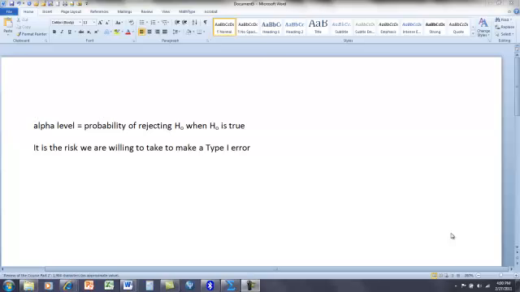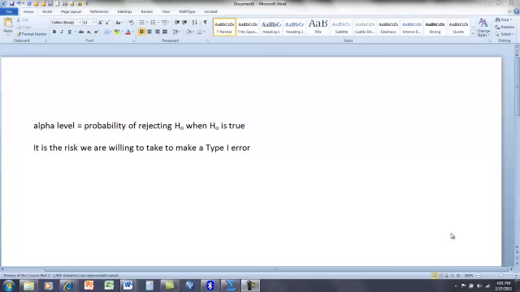But we want to be prudent, and we don't want to start believing things that really don't have a good basis. So we set our alpha very low to minimize our risk that we'll reject the null and accept the alternate incorrectly only a very small percentage of the time.